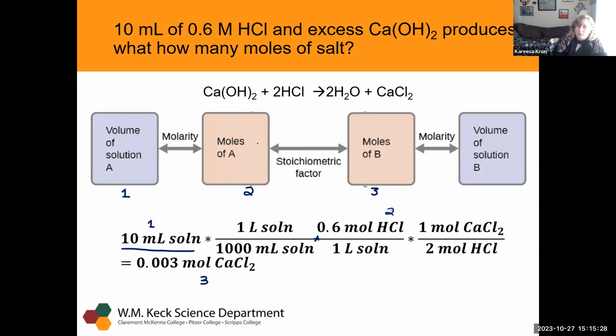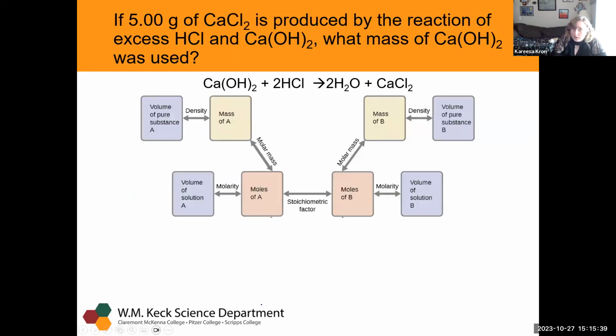So I can use multiplication and dimensional analysis to move across this chart and calculate quantities that I'm interested in. And these quantities can get even more complicated. So if we know the molar mass of compounds, then we can move around this chart and also predict the masses we need of different compounds. So for example, if 5 grams of calcium chloride is produced by the reaction of excess HCl and calcium hydroxide, what mass of calcium hydroxide would we have had to have added?